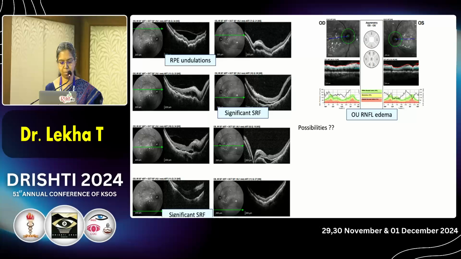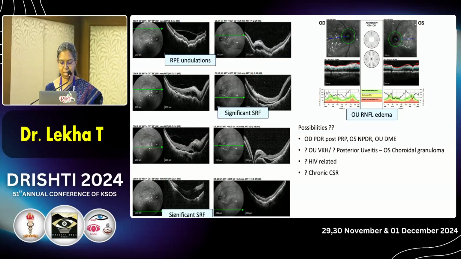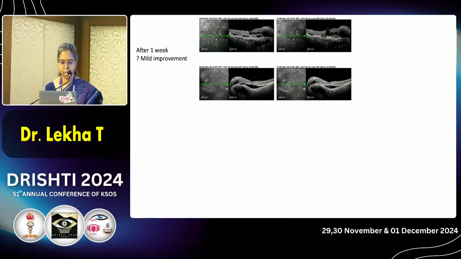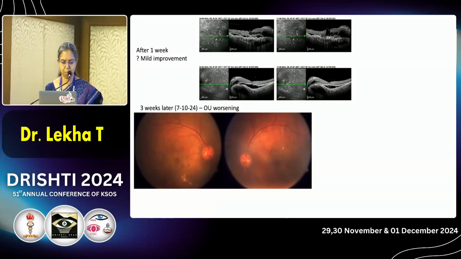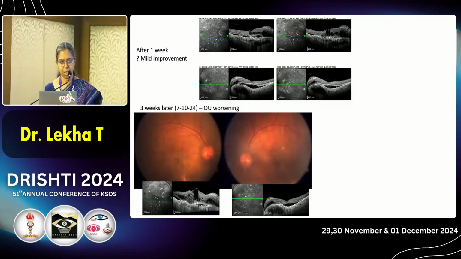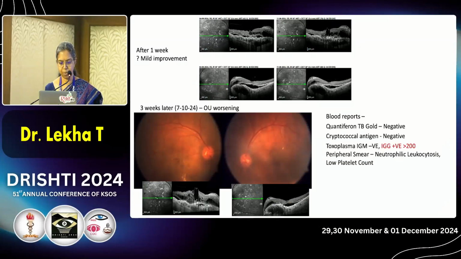So what are the possibilities? Definitely he has diabetic retinopathy, but along with that, is it VKH or some posterior uveitis with a choroidal granuloma? Is it HIV related, or is it a chronic CSR or some kind of masquerade? Yeah, so we proceeded with further workup. In the meantime, we thought let him continue the steroids. At 1 week, we thought maybe he's improving, but by 3 weeks, he was definitely worsening with increase in the retinal fluid. All his blood workup turned out to be negative.